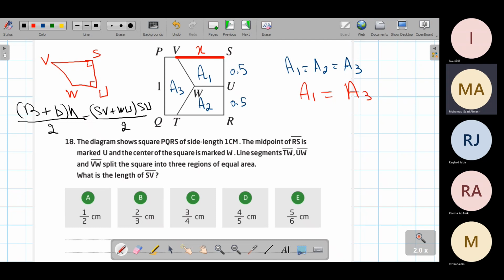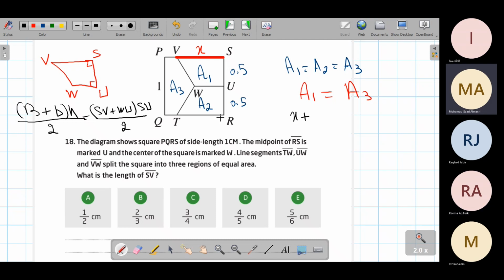Yahya, are you with us? I think, because I read his name here. Okay, so this is the formula of the area of the trapezoid. Ragad and Rima, I don't know if you take it at school, in geometry. Okay, so it's SV plus WU times SU over 2.